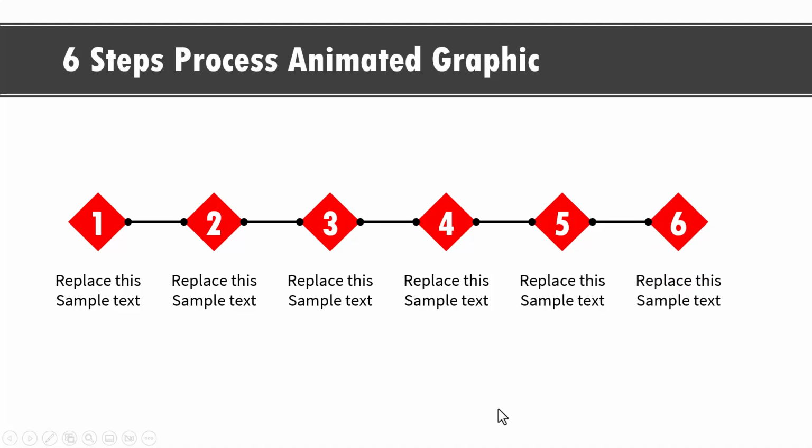So that is how you create a simple animated process infographic with 6 steps. Once you learn this, you can of course have as many steps as you want. You can change the shapes of these to create your own variation. This really opens up a lot of options for you.